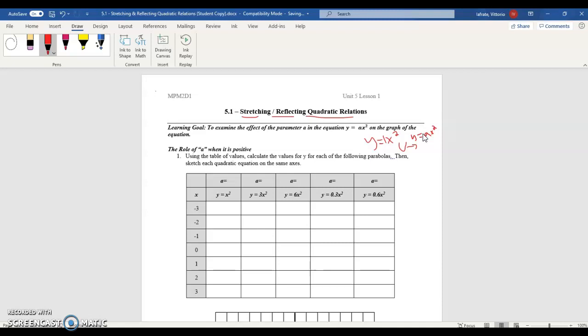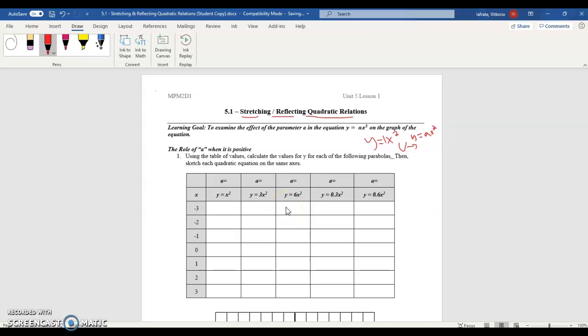And so what we're going to do is explore that before we make our conclusions. We're going to start off by finding values for y is equal to x squared, 3x squared, 6x squared, 0.3x squared, and 0.6x squared. And then we're going to graph those and see what conclusions we can come up with. So I'm going to start off by doing a few of these examples in this table of values with you, just so that we can go over how to do that properly.